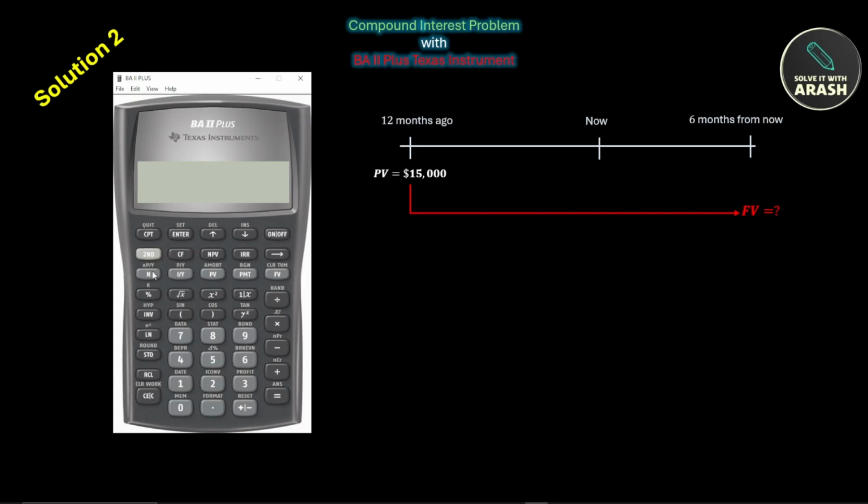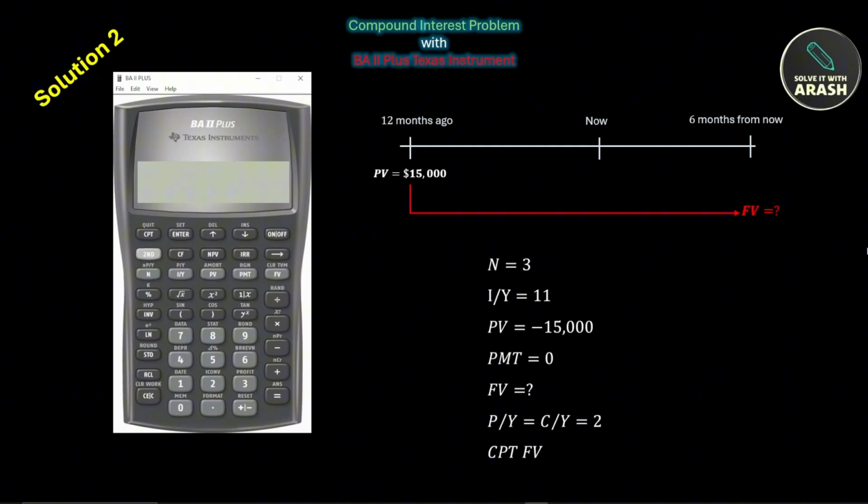The main keys that we are going to work with are on the third row, which are N, I/Y, PV, PMT, and FV. I'm going to show you the values that you need to enter for each of these keys, and then we calculate the future value. N is the number of periods. I/Y is the nominal rate, and we enter it as a percent, so you don't need to change it to decimals. PV equals negative 15,000.